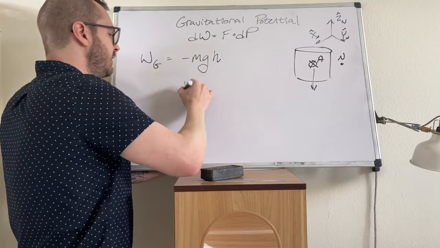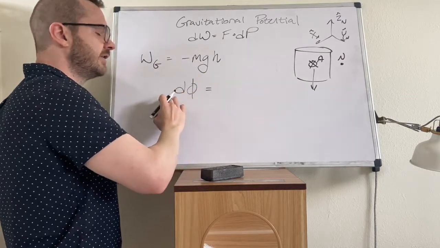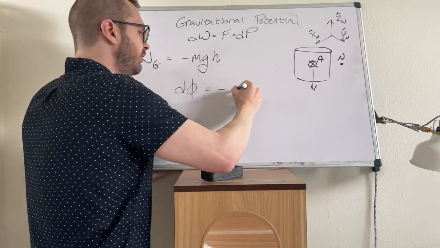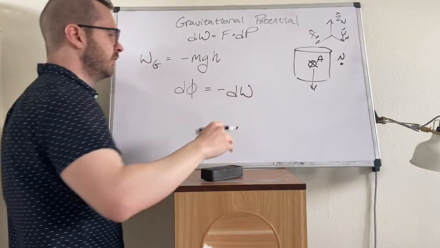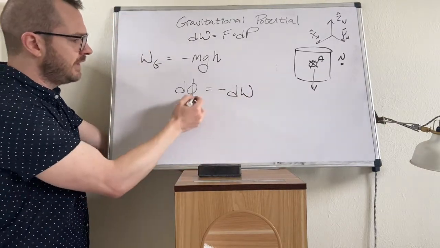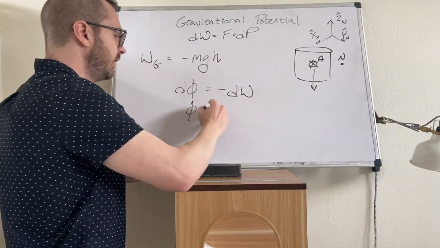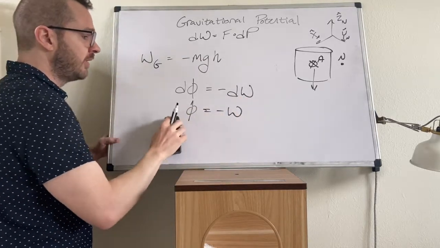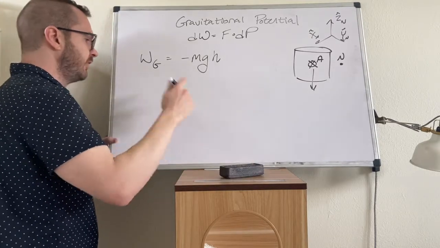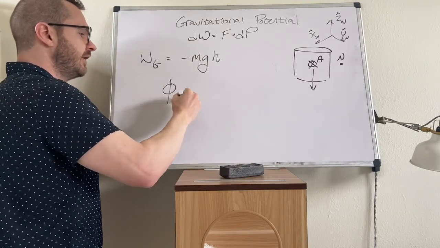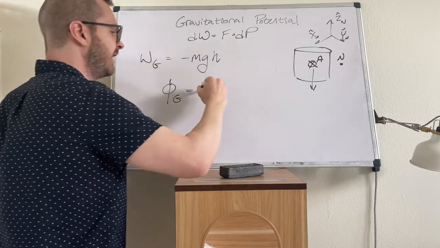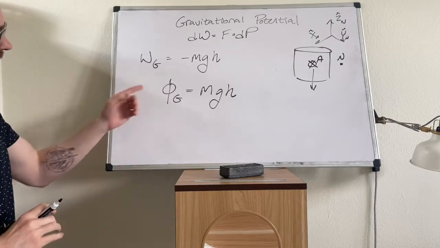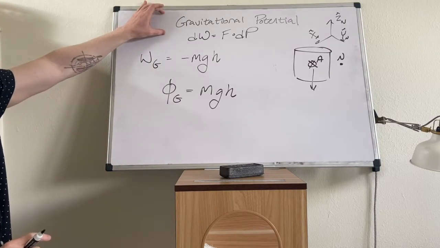So Phi, we're going to connect potential energy, and this is done at the differential level usually. So this is equal to negative dW. So Phi then is just really equal to the negative of the work. So we have an expression for the work done by gravity. So if I want the potential energy associated with gravity, well, it's just the negative of that, and that's going to yield mgh. So here's our simplified gravitational potential.